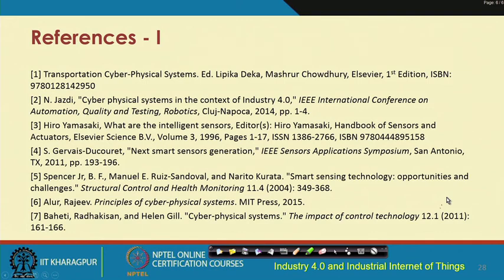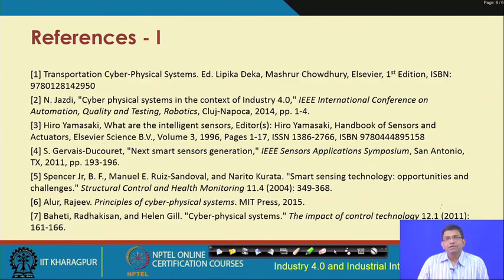So, with this we come to an end of cyber physical systems and next generation intelligent sensors discussions on them. This brief idea about cyber physical systems and the use of intelligent sensors basically equips you with an understanding of how you can go forward in the years to come if you have to make your industry compliant with industry 4.0 expectations, the objectives of industry 4.0 and so on.